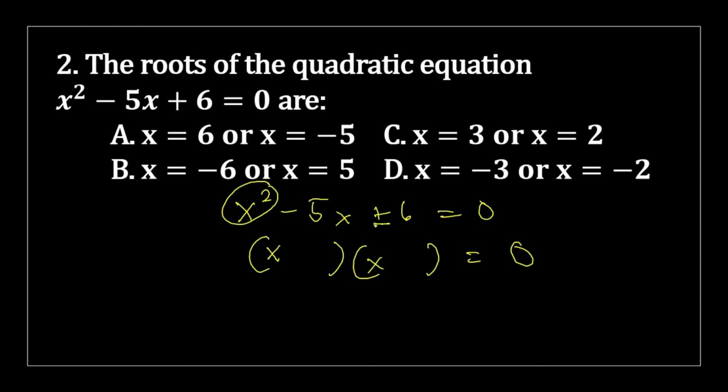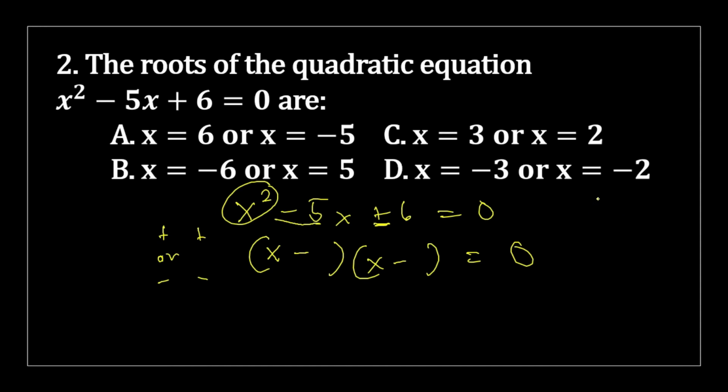Now look at the sign of the last term. If it is positive, therefore the signs of these two parentheses should be the same. It's either positive positive or negative negative. Now, which one should we use? Look at the sign of the second term. If it is negative, then we have negative and negative. Now, what are the factors of 6 that if we add them up, the answer would be 5?